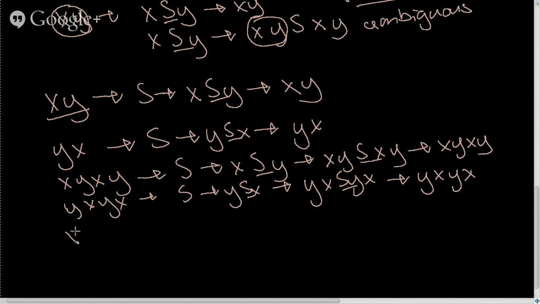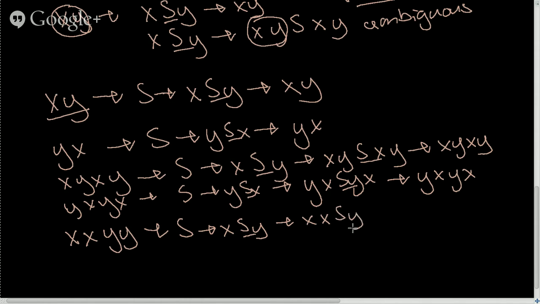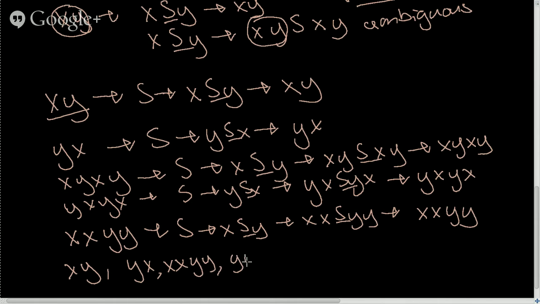So let's say you want to have XXYY. You would have S goes to XSY. This S would go to XSY as well. So you have XXSYY. This S would go to epsilon, giving you XXYY. There, you can keep going as much as you want. You can keep creating combinations of XY, YX, XXYY, YYXX, etc., etc.